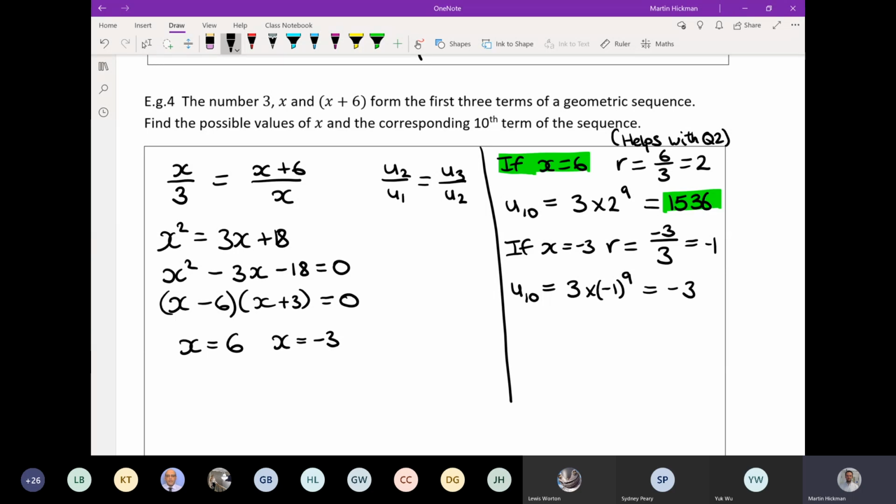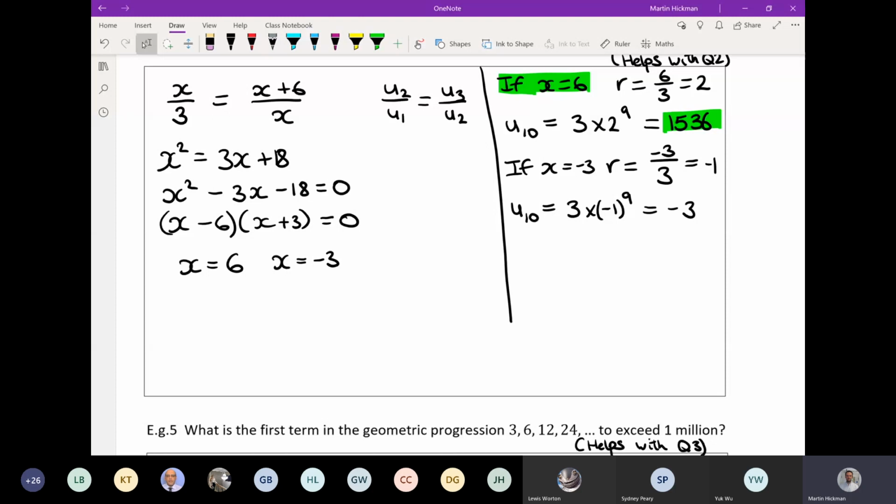And that makes sense. If you look at what the sequence is doing, it's going 3, -3, 3, -3. Basically, every odd term is positive, every even term is negative. So you would expect the negative 3 there. You could essentially come to that conclusion without even putting in the formula for u10, because you can see that the sequence is periodic.